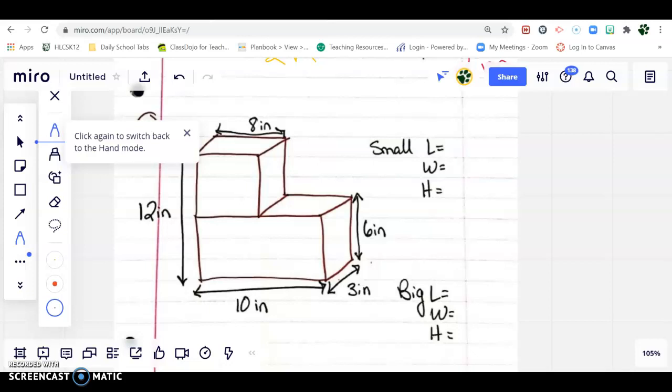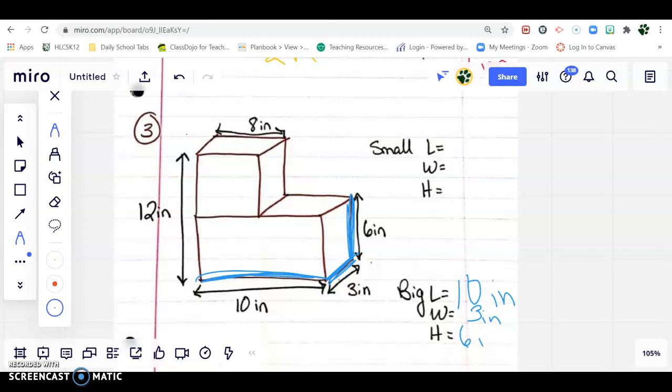These are not easy. So looking at my large box here, the length of this large box is 10. I do have that information. It's 10 inches. The width of my large box is 3 inches. And the height of my large box is 6 inches. Okay. So if I do 10 times 3 times 6, I know 3 times 6 is 18. And 10 times 18, I'm going to get 180. Okay. So the large box has a volume of 180 inches cubed.